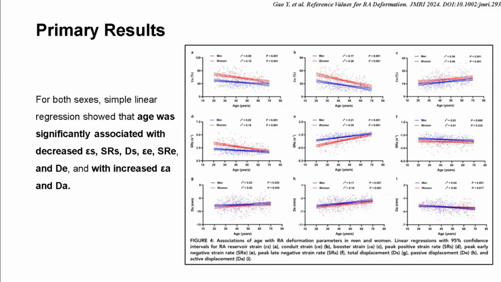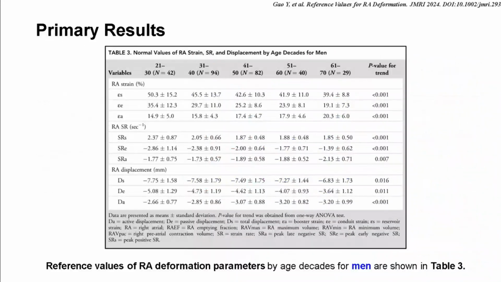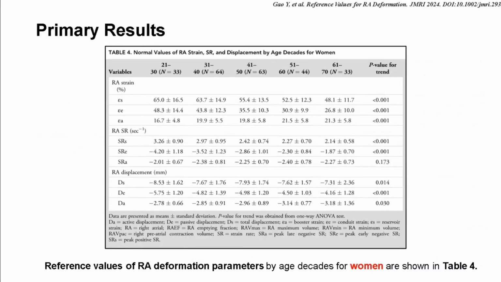For both sexes, simple linear regression showed that age was significantly associated with decreased epsilon S, SRS, DS, epsilon E, SRE, and DE, and with increased epsilon A and DA. Moreover, aging was significantly correlated to increased SRA in men, but not in women. So we provided the reference values of RA deformation parameters by age decades for men. Also, we provided the reference values for RA strain, SR, and displacement by age decades for women.